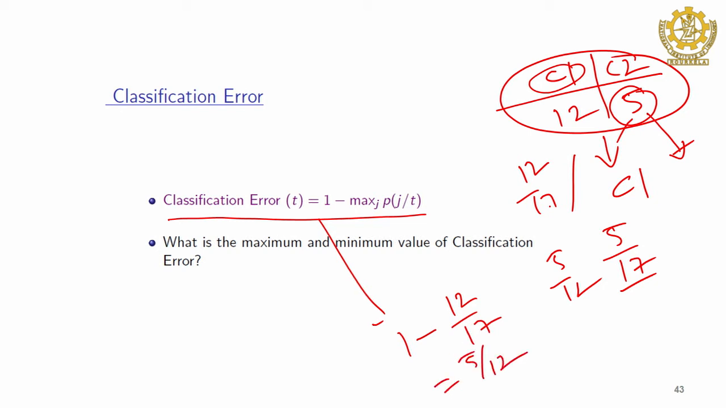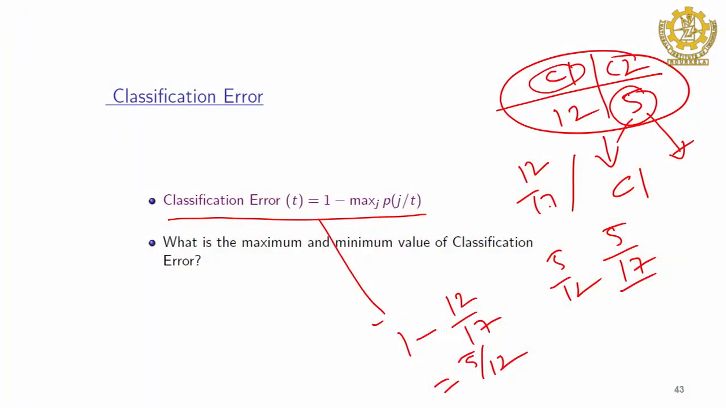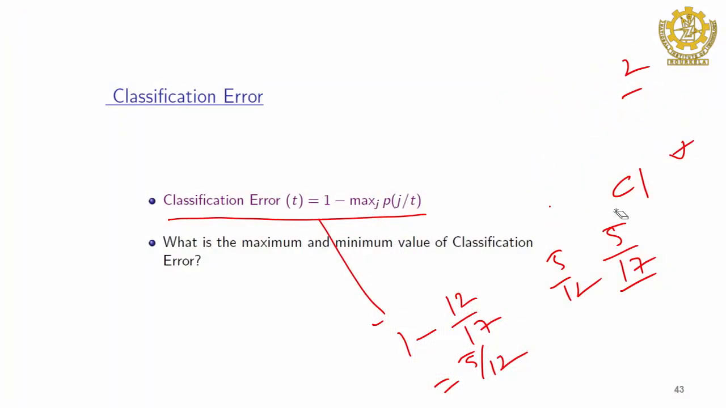So, you reach a node and see the distribution of each class. Obviously, as I said, you should give the name of the class to which the majority of the patterns belong. Once you give that name, for the rest of the classes you will make a mistake. Therefore, the classification error will be 1 minus the highest class probability. So I can take another example here.